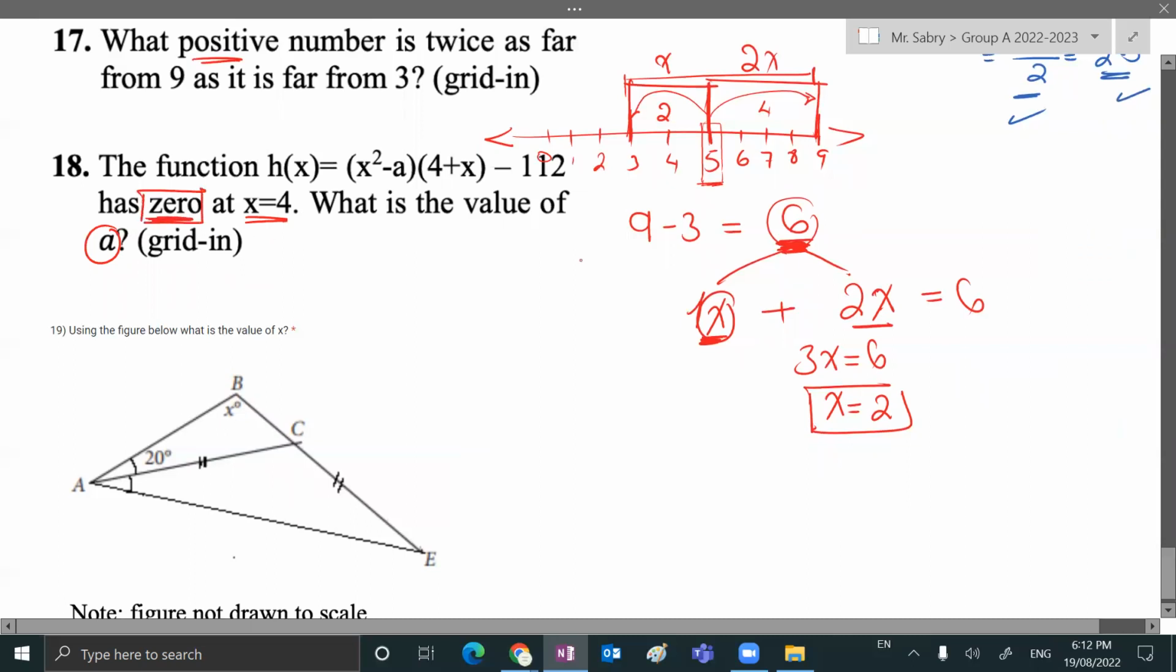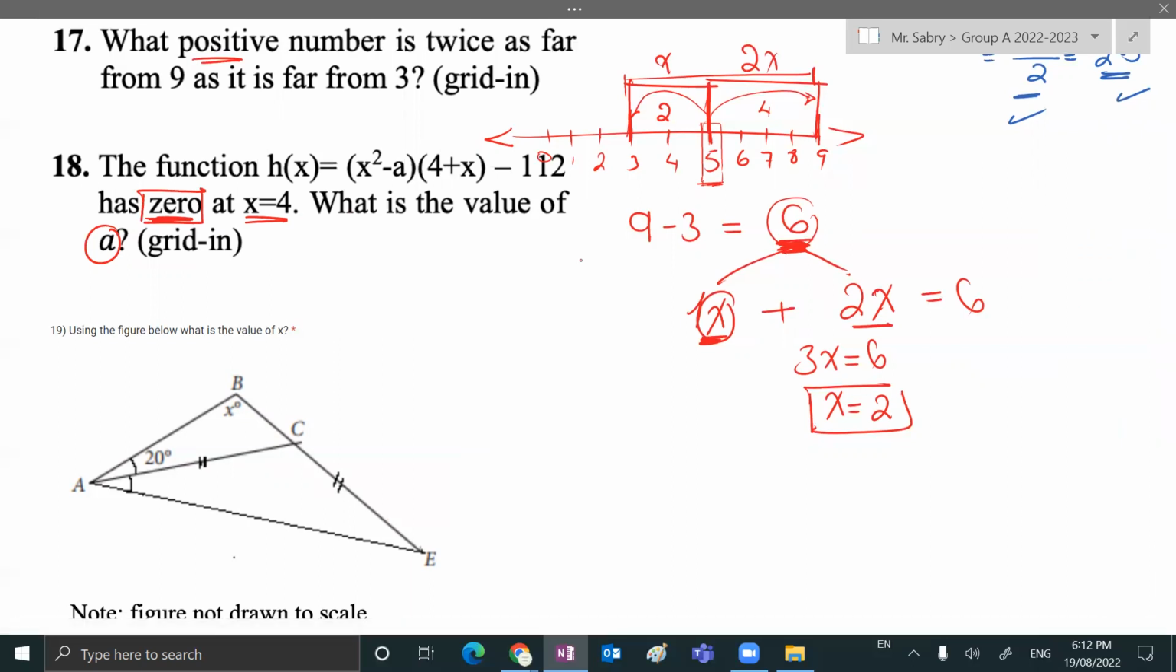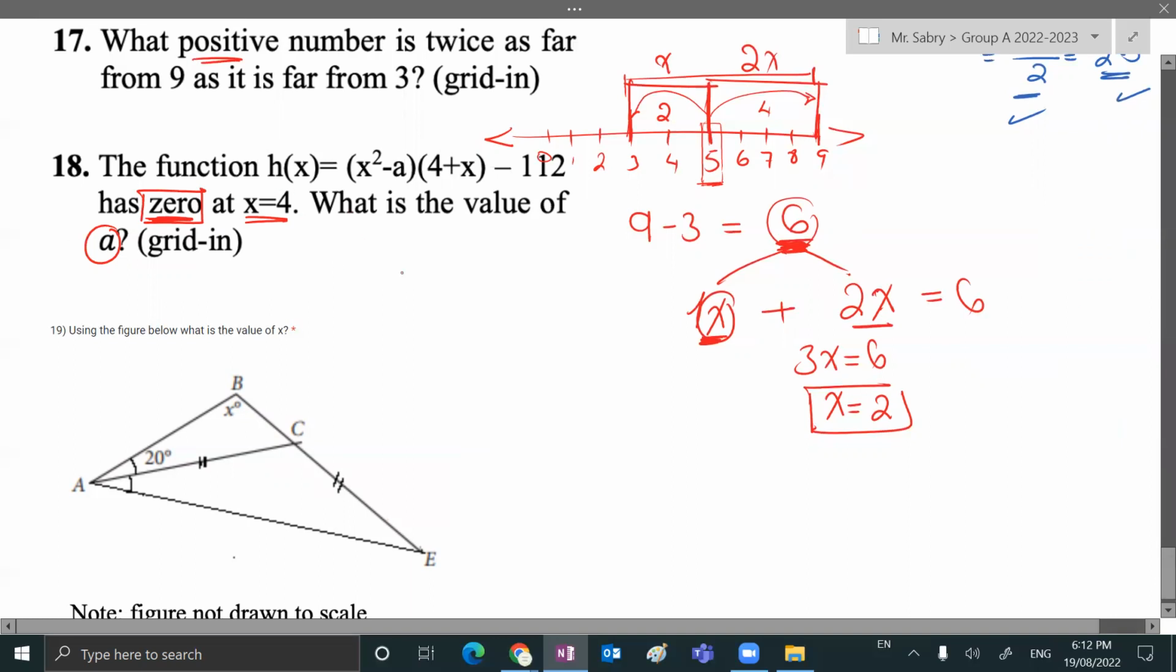It means that when I substitute x with 4, the answer should come out as zero. That's why this is called a zero. So I substitute x with 4. I'll say 4 to the power of 2 minus a multiplied by 4 plus 4 minus 112. This must equal 0. Try to find the value of a. So now I have 16 minus a multiplied by 4 plus 4, which is 8, minus 112 equals 0.